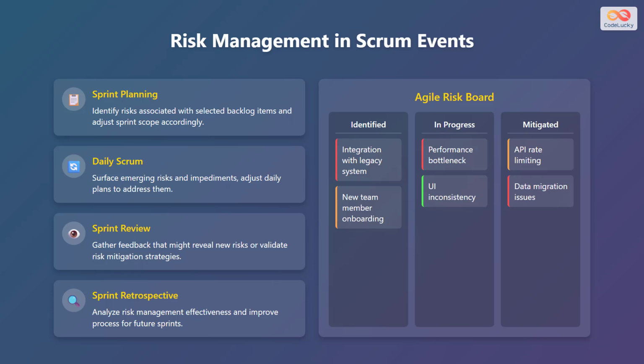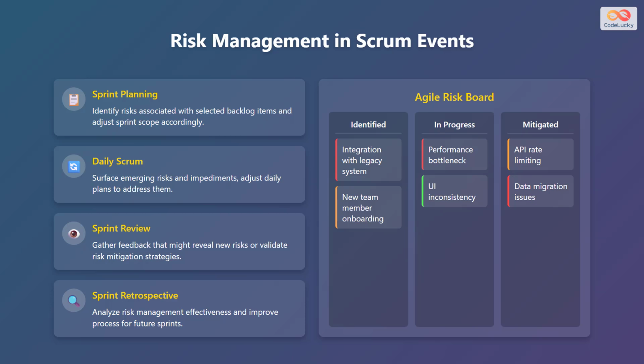Here's how risk management is integrated into Scrum events. In sprint planning, you should identify risks associated with selected backlog items, and adjust the sprint scope accordingly. During the daily Scrum, you should surface emerging risks and impediments and adjust daily plans to address them. In the sprint review, you should gather feedback that might reveal new risks or validate risk mitigation strategies. Finally, during the sprint retrospective, you should analyze risk management effectiveness and improve the process for future sprints.